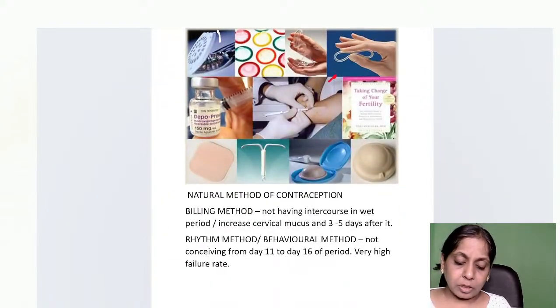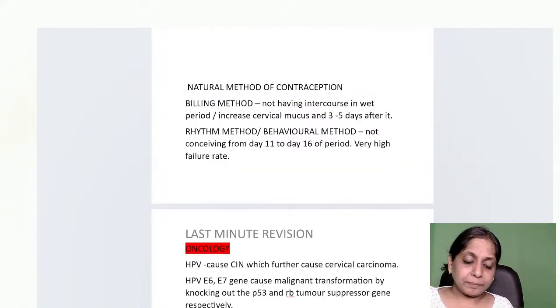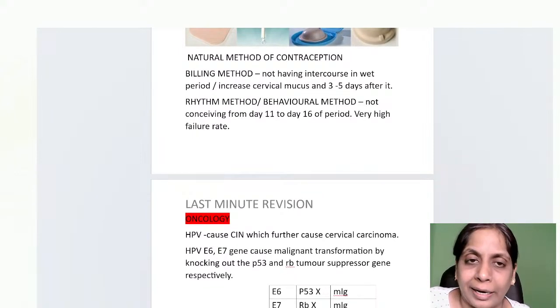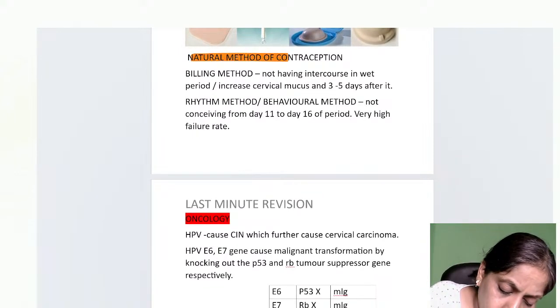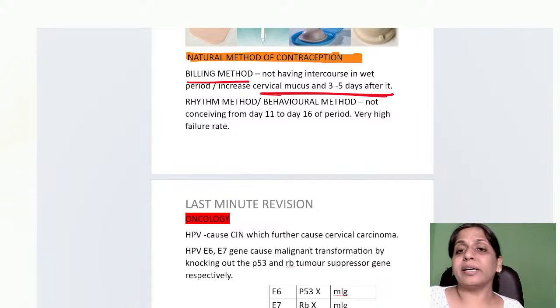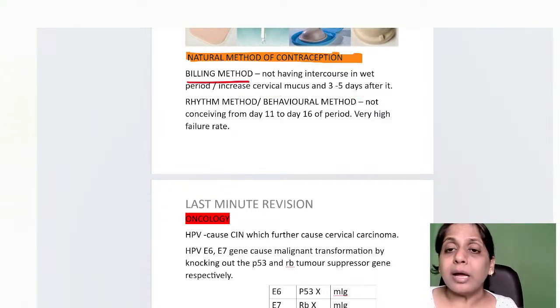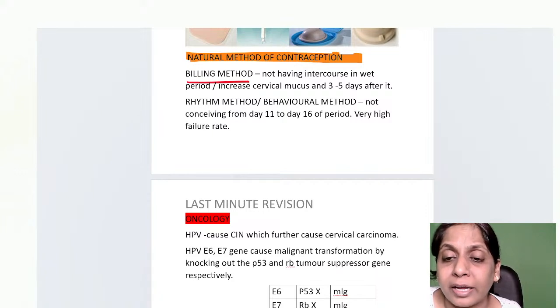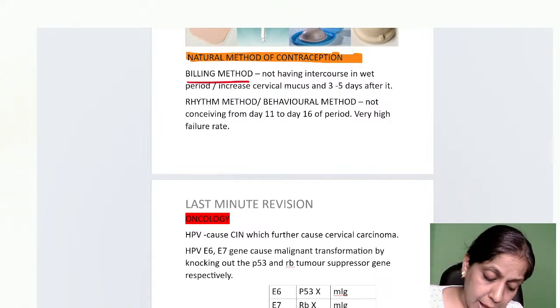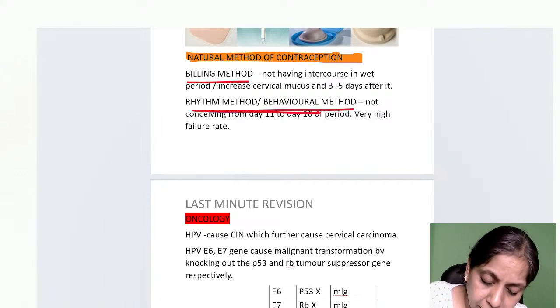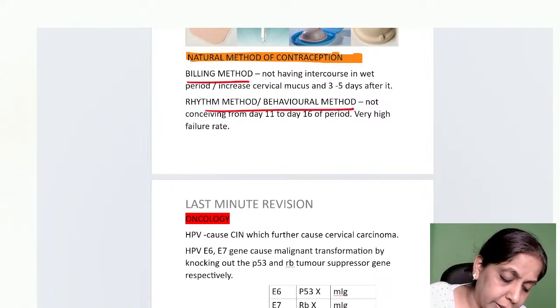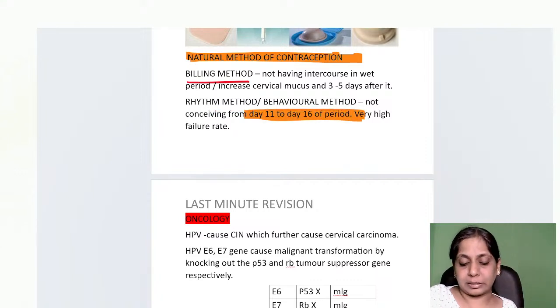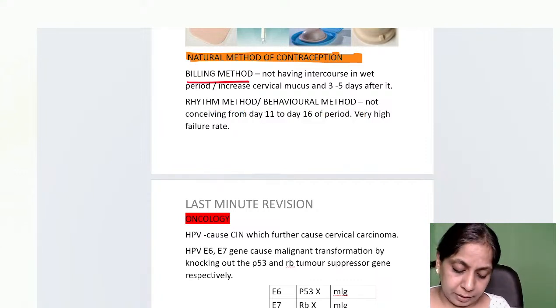Barrier contraceptives, so there are a lot of barrier contraceptive methods. You know that they contain nonoxynol 9, which is a spermicidal gel. The natural method of contraception is the Billings method, where the patient identifies that her cervical mucus is thin and stretchable, and the patient will not have intercourse on those days and the coming 3 to 4 days. The rhythm method is the behavioral method, where the patient does not have intercourse from day 11 to day 16. Okay, calendar method or the behavioral method.